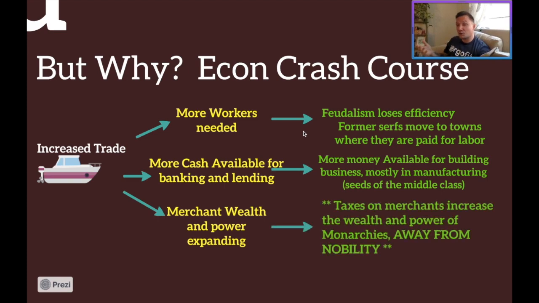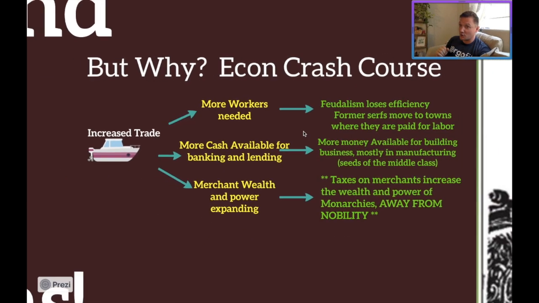And merchant wealth and power is growing, so monarchs can tax them. Now that taxes on merchants increase, that gives monarchs more wealth and power and draws a lot of money away from the nobility, because we have new crops coming in on merchant ships that will do just fine. We don't need to depend on the farms of noble houses anymore.